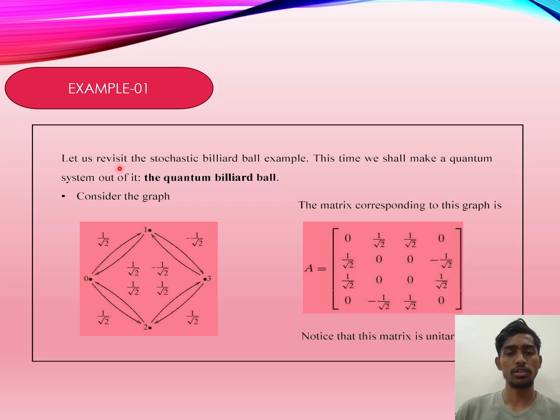Let us revisit the stochastic billiard ball example. This time we shall make a quantum system out of it. The quantum billiard balls. Consider the graph. Now, this is the same as the classical billiard ball, but in this, we are not using any kind of real numbers. We are using complex numbers, like you see, it is 1 upon root 2, which is an irrational number.